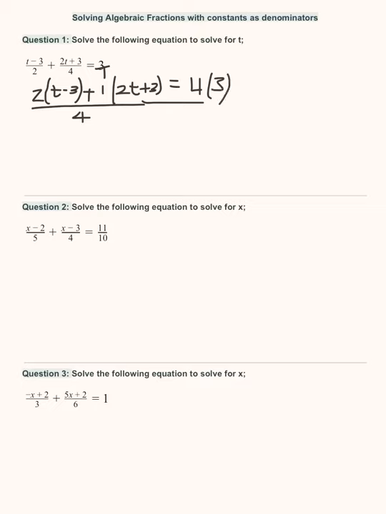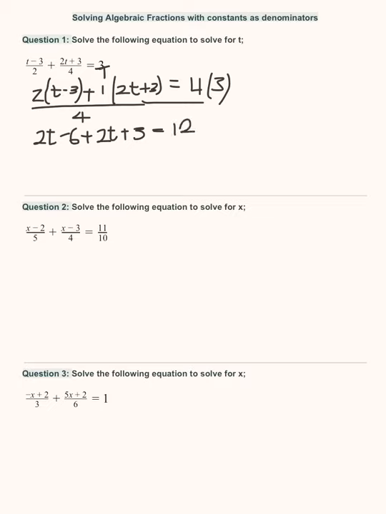Then at this stage now, we've got brackets, which mean multiplication on top, and we can drop our denominator now to give us a single line equation. So if we say 2 times t is 2t, 2 times minus 3 is minus 6, 1 times 2 is 2, 1 times 2t is 2t, 1 times 3 is 3, equals 4 times 3 is 12.